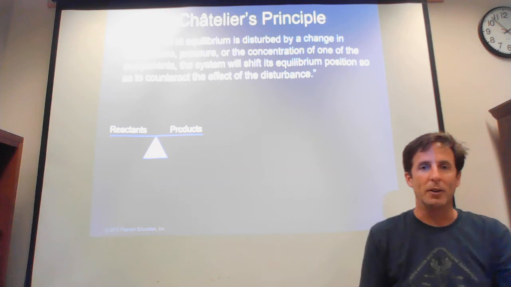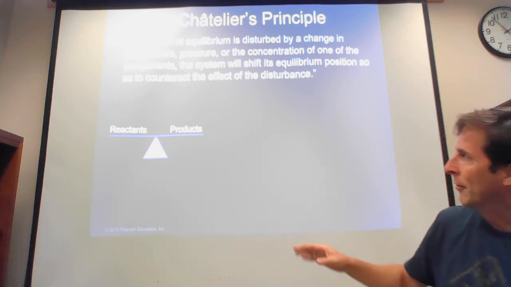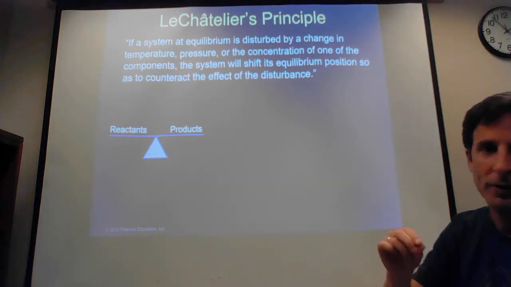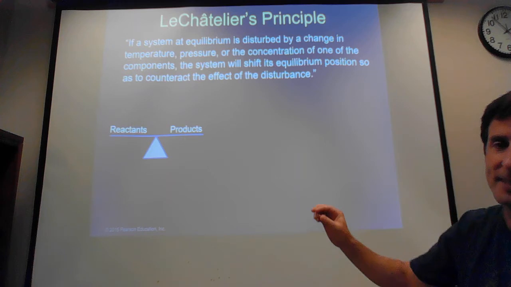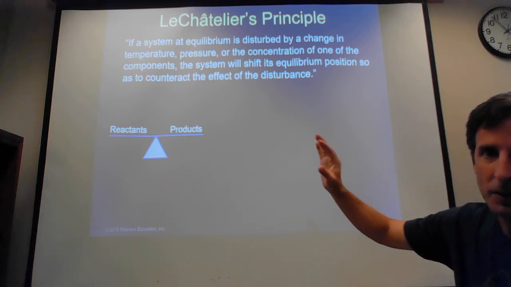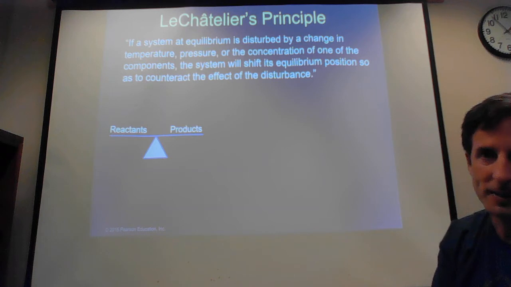Okay? So I think about LeChâtelier's principle in a similar fashion, where my reaction is balanced between reactants and products. That doesn't mean there are equal amounts of both. It means it has the desired ratio of reactants to products. It has the right ratio to be stable, so it's going to stay at that balance point forever unless something happens that messes it up.